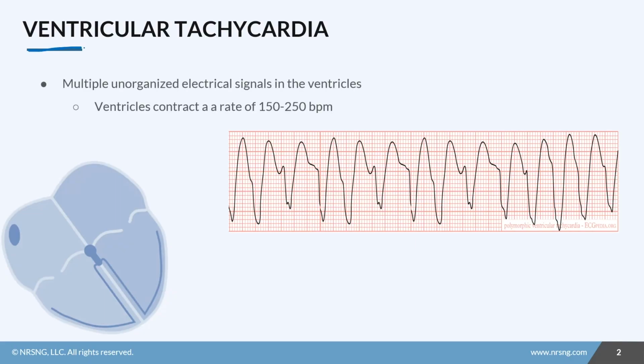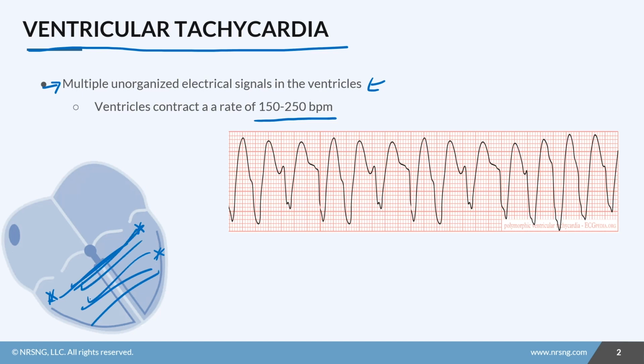In ventricular tachycardia, there are multiple unorganized electrical signals in the ventricles. This causes the ventricles to contract at a rate of 150 to 250 beats per minute. So we have all these irritable cells here just sending off electrical impulses, and the ventricles are contracting very quickly. Obviously they don't have enough time to slow down and fill up with blood, so the cardiac output is significantly decreased.